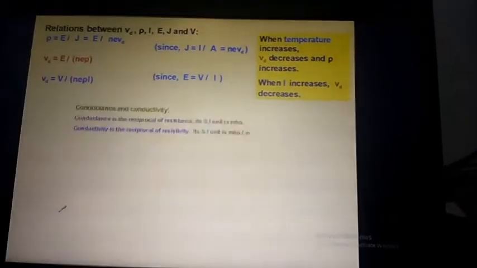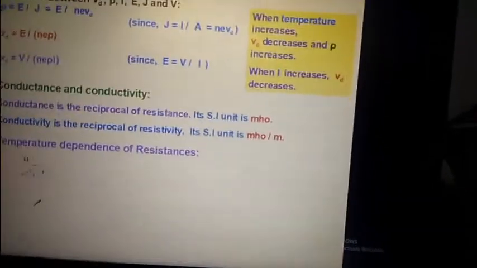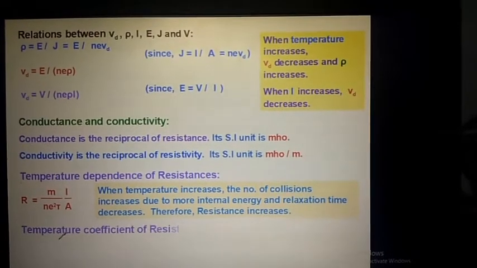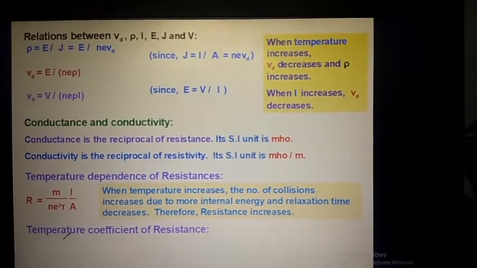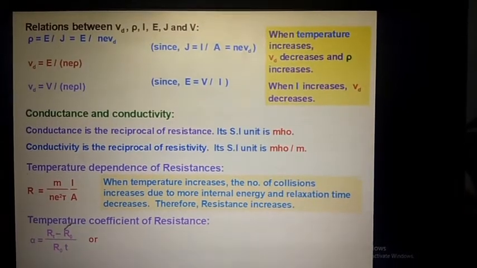Okay, now we are going to learn some important relations between drift velocity, specific resistance, current, electric field, and voltage.